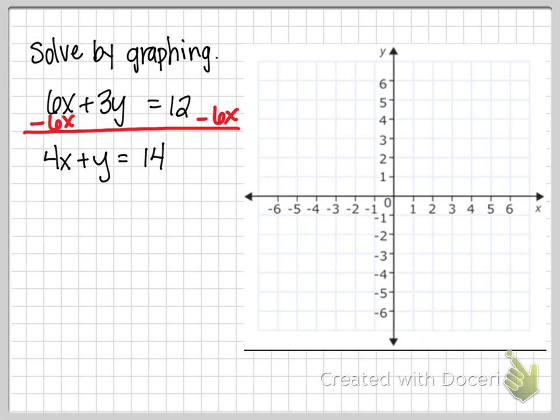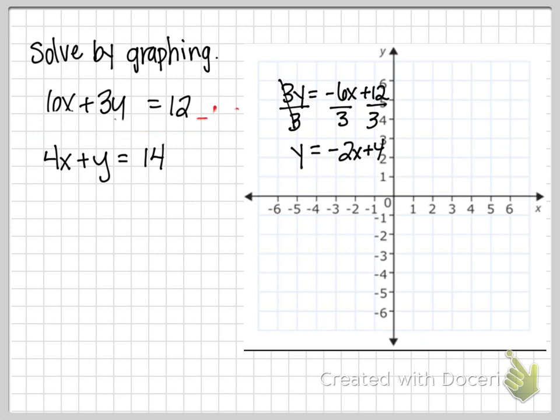So subtract 6x from both sides. I'm going to just do this over here and then erase. So we get 3y equals negative 6x plus 12. And then to get y by itself, which is slope-intercept form, y by itself and positive, we will divide every term by 3. So we get y equals negative 2x plus 4. So I'm going to erase all of this, and we'll call this y equals negative 2x plus 4.